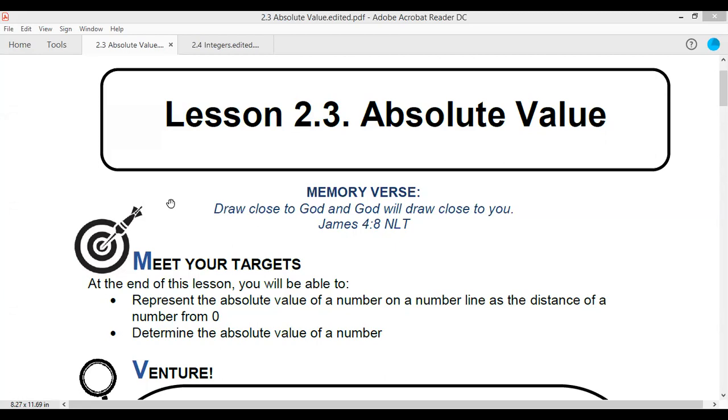At the end of this lesson, you'll be able to represent the absolute value of a number on the number line as a distance of a number from zero, and determine the absolute value of a number.